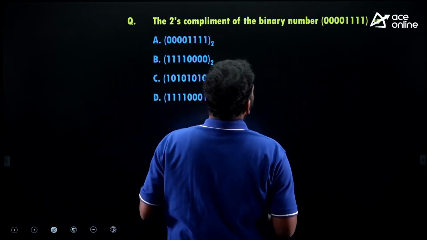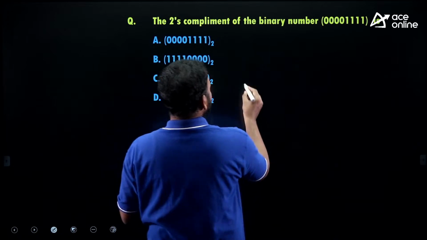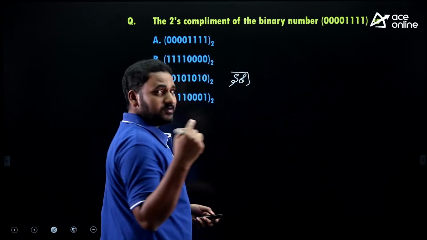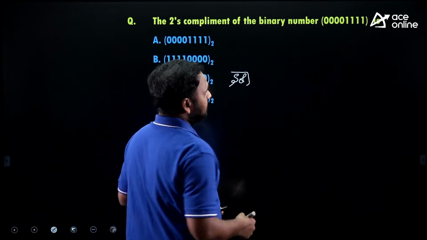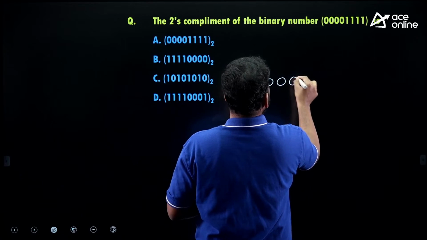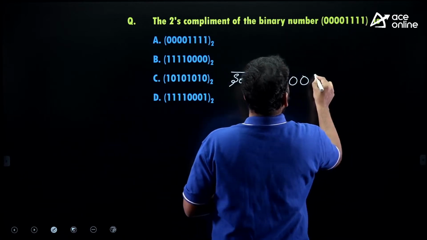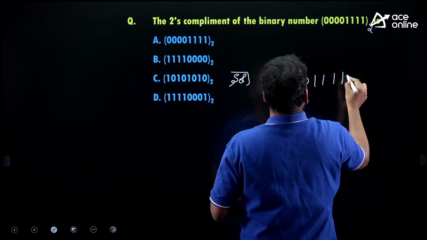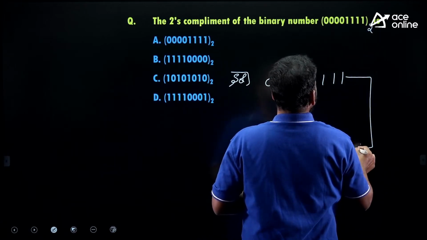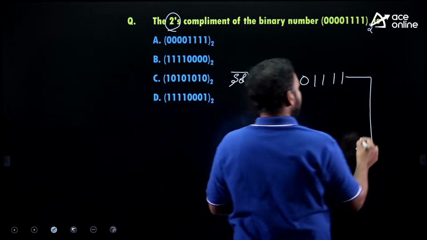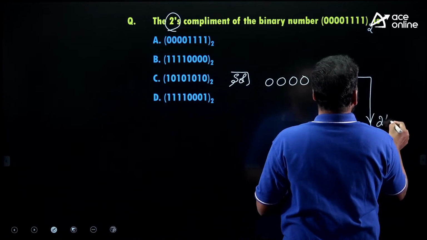Now, 2's complement of a binary number. Some binary number is given. Whatever method you want, you can use method 1 or method 2. 0000 1111 is the binary number, right? So we want to write its 2's complement value.